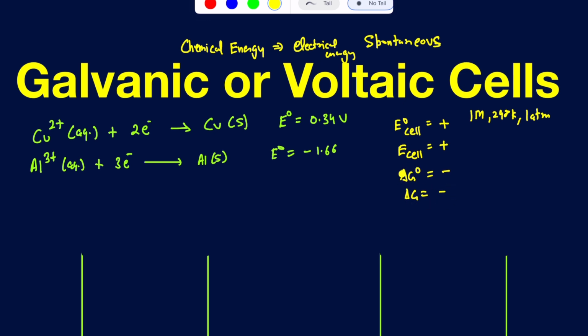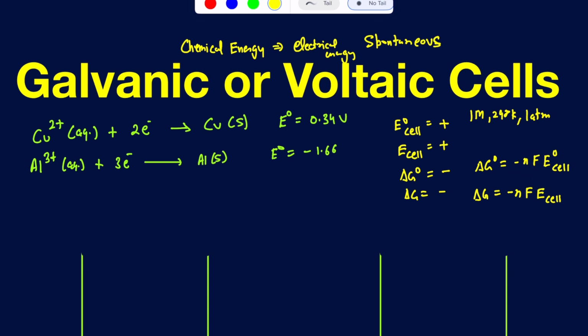Now, once you have the E0 of the cell calculated, I can easily calculate the delta G standard by using this formula, which is going to be negative nFE0 of the cell. This is an important formula to keep in mind. And then if I want to do it under non-standard conditions, then I would certainly use the E of the cell under non-standard conditions. And I'll come back to this formula again. I'll use that at some point again.